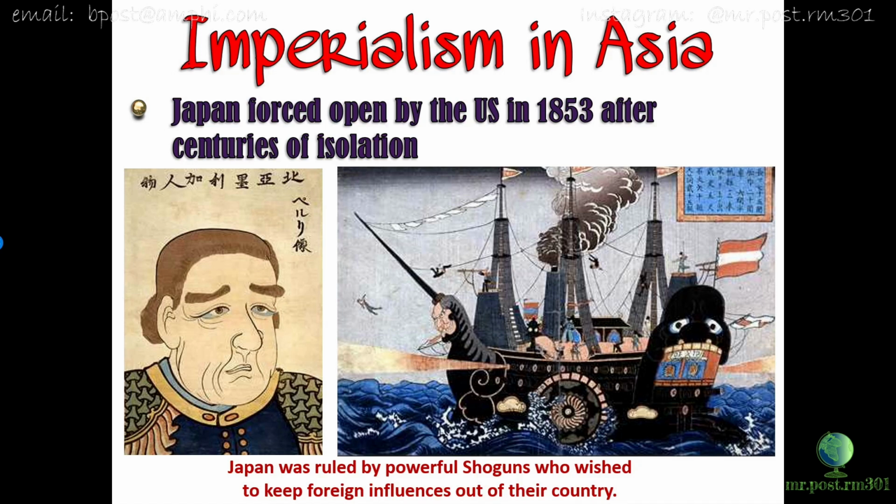And what Perry did essentially was steam a bunch of modern Navy ships into Tokyo Bay and force the Japanese to deal with them. And this is where the term gunboat diplomacy came out of, because what Perry did essentially was sail into Tokyo Bay, turn his guns toward the Imperial Palace in Tokyo, and then in talking with the Japanese officials said, hey, we want to be your friend, we want to trade with you.